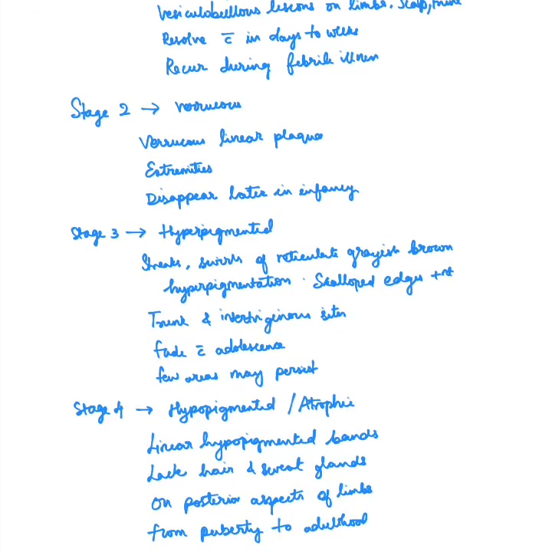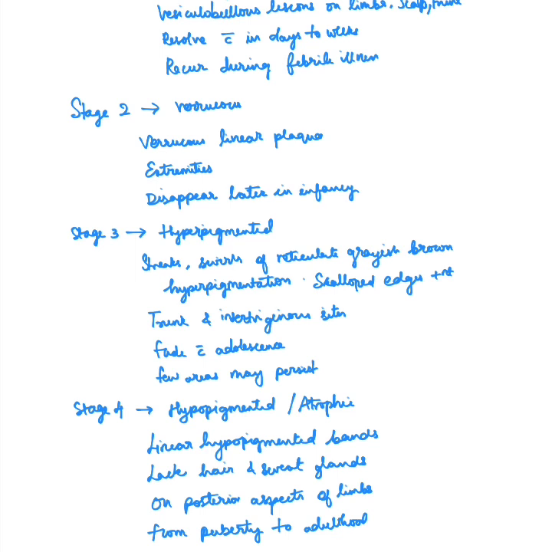Coming to stage 2, we see verrucous lesions, in the form of verrucous linear plaques. They predominantly present on extremities and they disappear later in infancy. In stage 3, we see hyperpigmented lesions. So streaks and swirls of reticulate grayish brown hyperpigmentation are seen. They have scalloped edges, and they are seen on the trunk and intertriginous sites, and they fade with adolescence. Few areas of grayish brown pigmentation may persist even after adolescence.